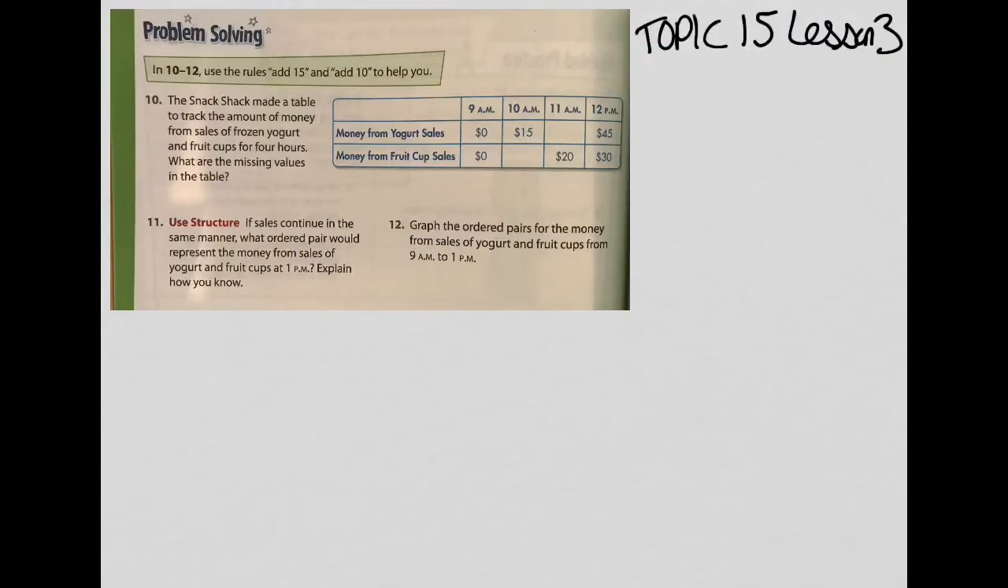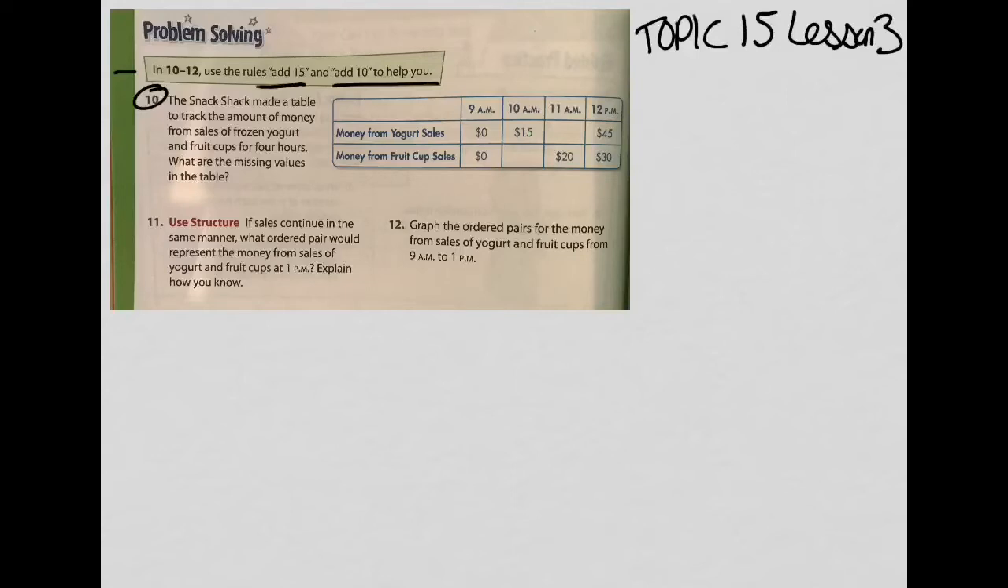Topic 15, lesson 3 continued. Let's look at number 10. In 10 to 12, use the rule add 15 and add 10 to help you. Okay. The Snack Shack made a table to track the amount of money from sales of frozen yogurt and fruit cups for 4 hours. What are the missing values in the table?